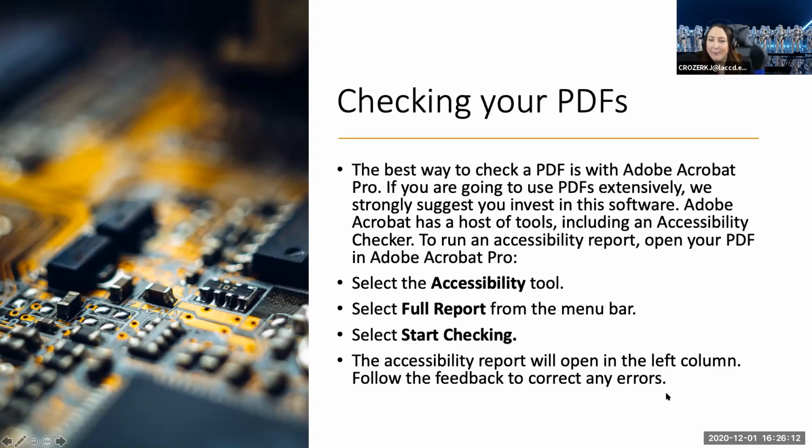Adobe Acrobat has a lot of tools, including an accessibility checker. So if you have Pro, you would go to the accessibility tool, select full report, and then click start checking. And then the accessibility report will open up on the left, and then you can follow the feedback to correct any errors.